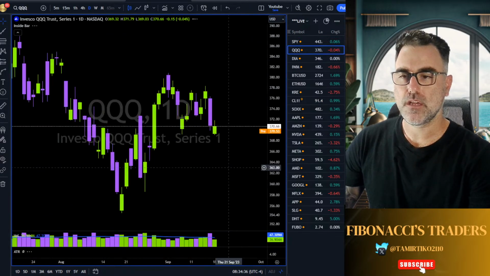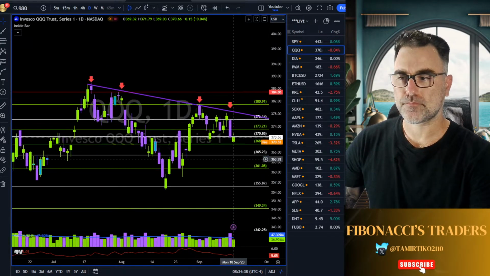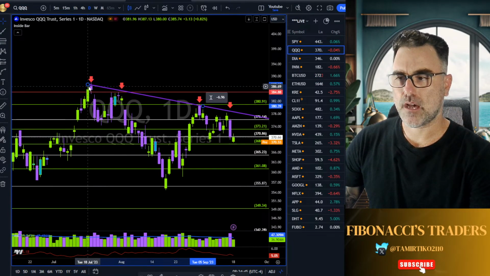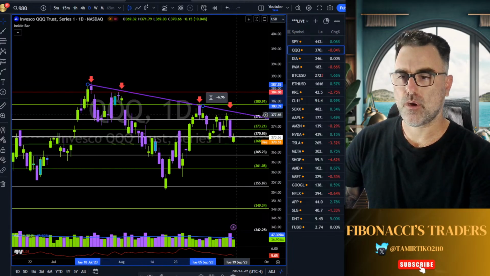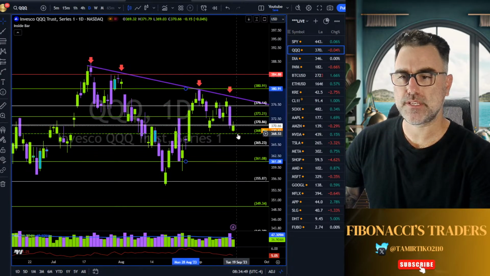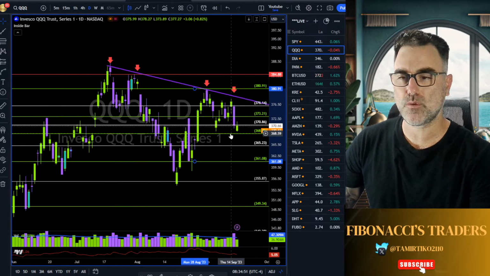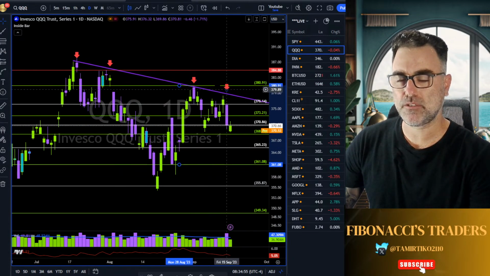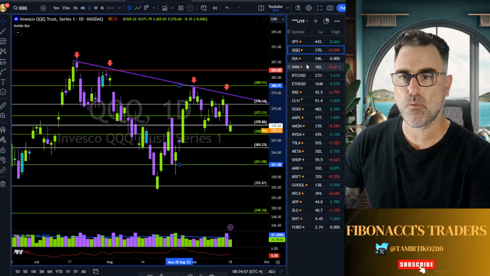QQQ. We have a trend line that shows us that since July's highs, we are making lower highs. Now the 368 area needs to hold as support. Otherwise, we have a double top scenario towards the 361.